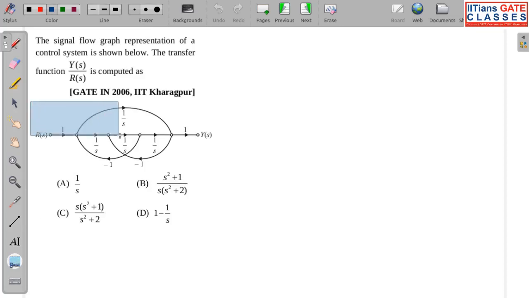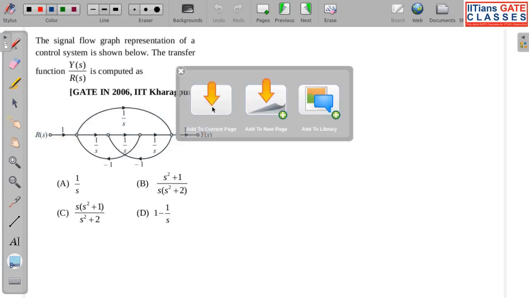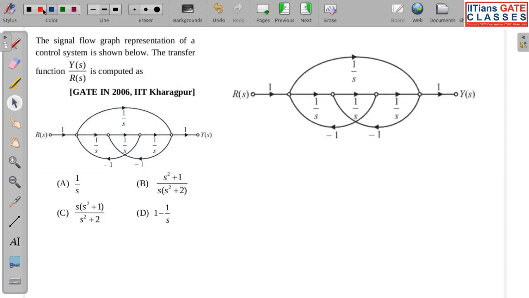So once again I am going to copy paste this diagram. So let me mark the nodes 1, 2, 3, 4, 5, 6. So there is only one forward path from 1 to 6, that is from 1, 2, 3, 4, 5, 6. So what is the path gain? You can see this is 1 by s, 1 by s, 1 by s. So 1 by s into 1 by s into 1 by s, that is 1 by s cube.